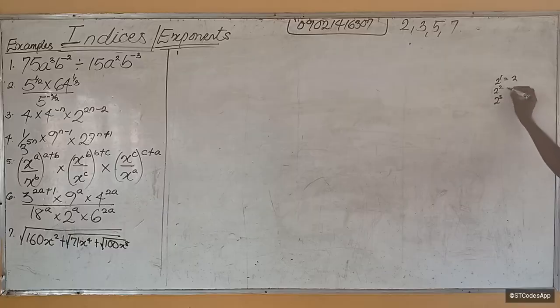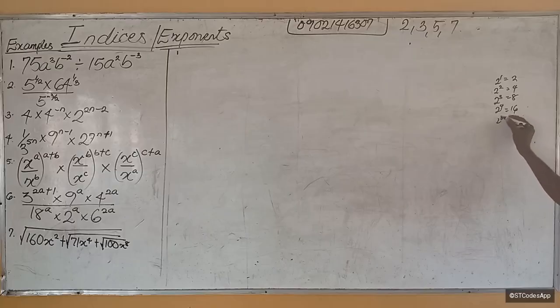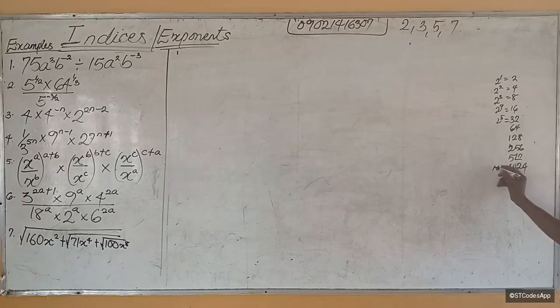2 raised to power 1 is 2, then 4, 8, 2 raised to power 4 is 16, 32, 64, 128, 256, 512, 1024. I think this is 2 raised to power 10. So you should know it to this point.